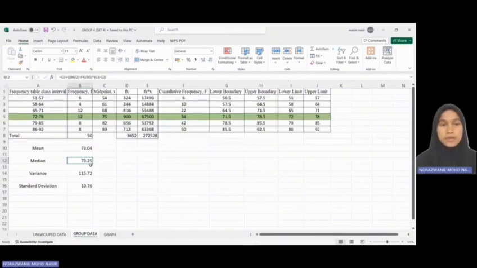Next, we are going to calculate the variance from sum of fx to the power of 2 over sum of frequency minus the mean to the power of 2. You will get the variance. For standard deviation, the formula is the square root of the variance. You will get the standard deviation.